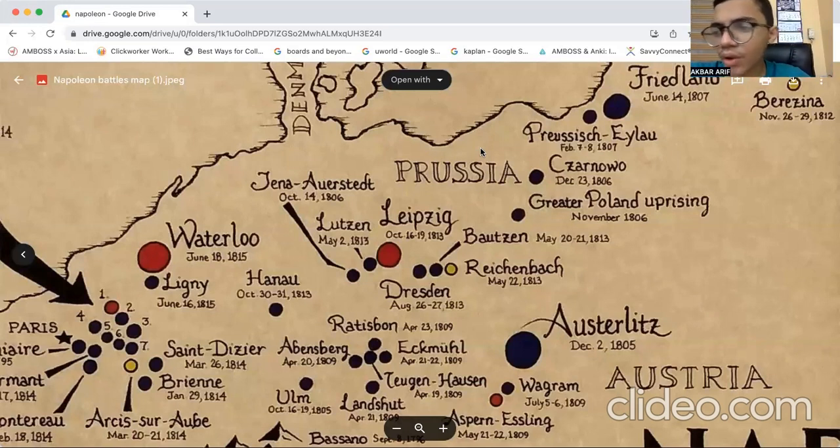Then when they reach Königsberg, the general of the Russian army, General Bennigsen, makes the decision that we cannot let Königsberg fall. First of all, your question will be, where is Königsberg? Königsberg is here. This is where Königsberg is.